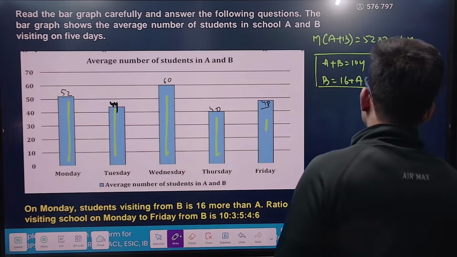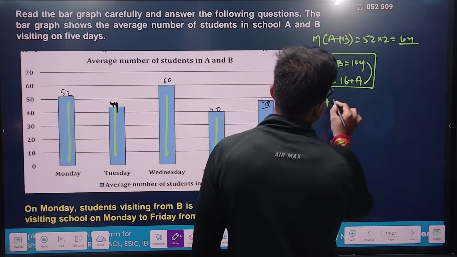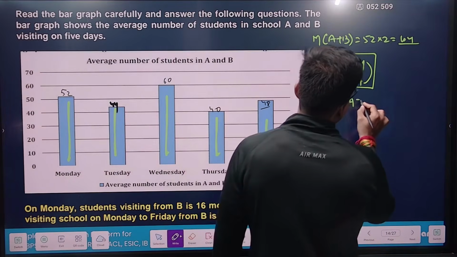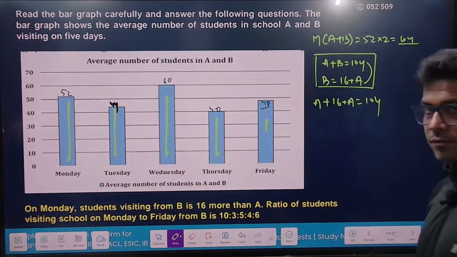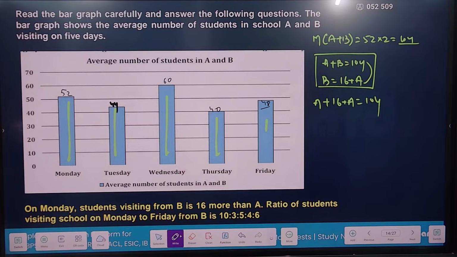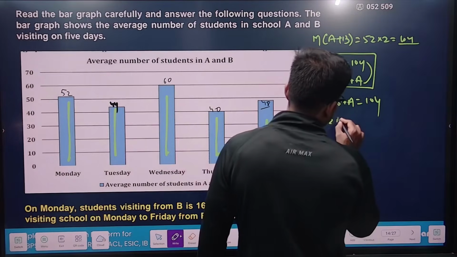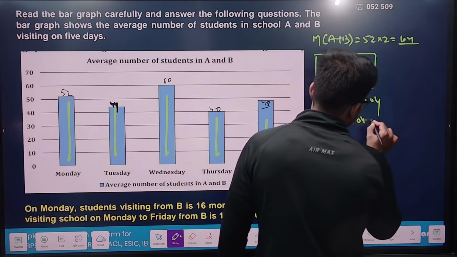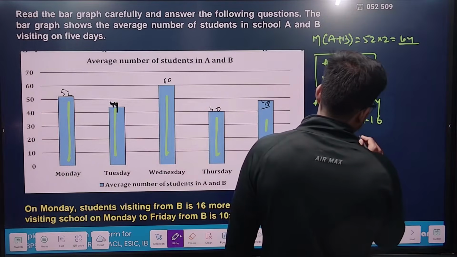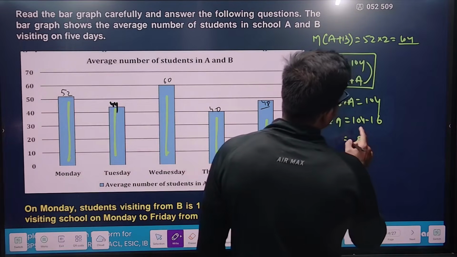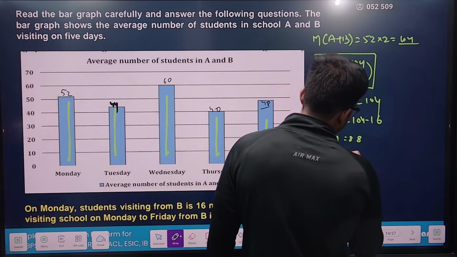Correct? See, putting the value of B in this equation, A plus 16 plus A would be equal to 104. I hope you are getting it, everyone. This is what we can do now. So from here, I can say that 2A is equal to 104 minus 16, which is 88. So the value of A would be 44.